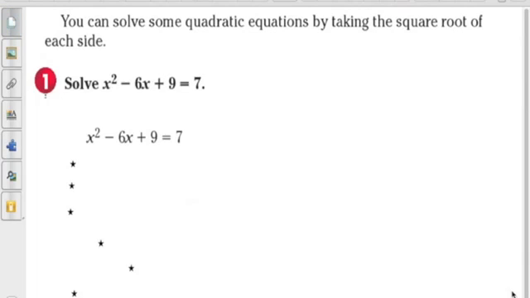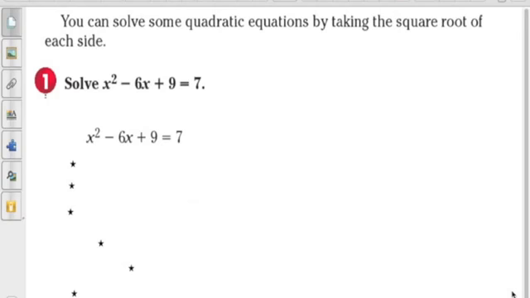You can solve some quadratic equations by taking the square root of each side. Let's consider example number 1. Solve x squared minus 6x plus 9 equals 7. If you notice, x squared minus 6x plus 9 is a perfect square trinomial. How do we know it's a perfect square trinomial?